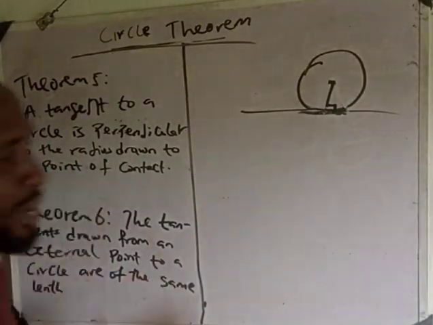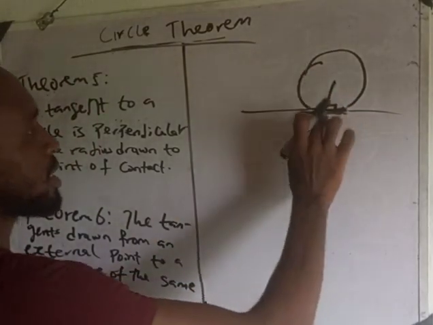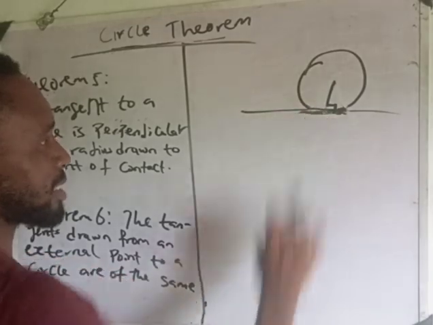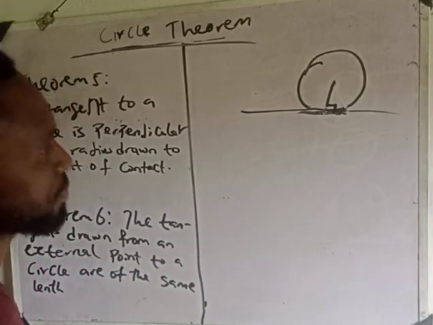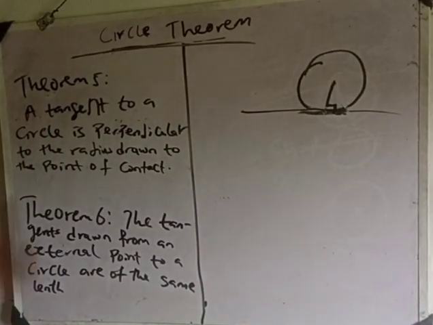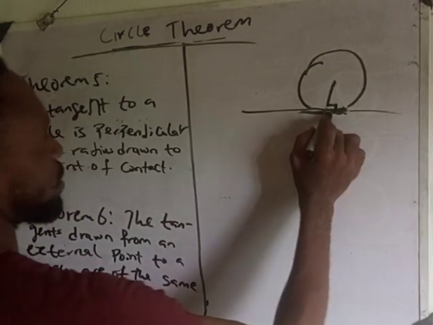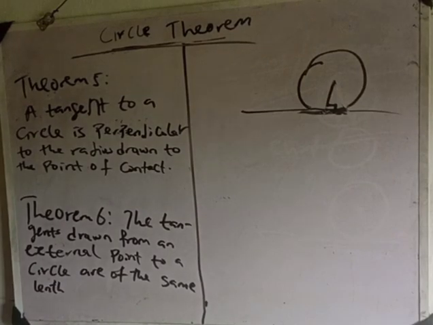So what you just have to have in mind is that any radius that touches the point of intersect with the tangent will be at right angle to the tangent. Is that okay? So it says that the tangent to a circle is perpendicular to the radius drawn from the point of contact. That means this is the point of contact to be at right angle. Now, another thing, that is the fifth theorem. Don't worry, tomorrow we'll begin to solve some exercises on this.